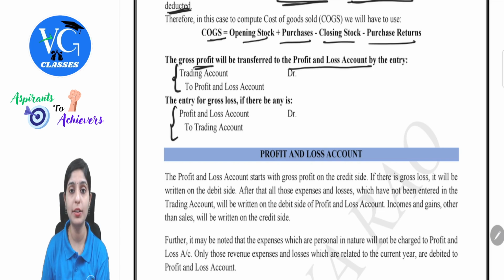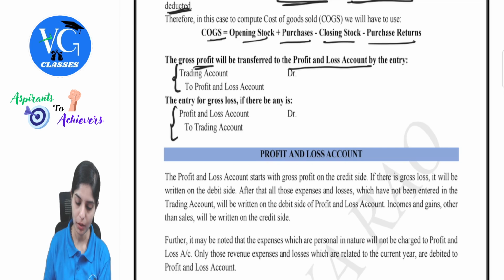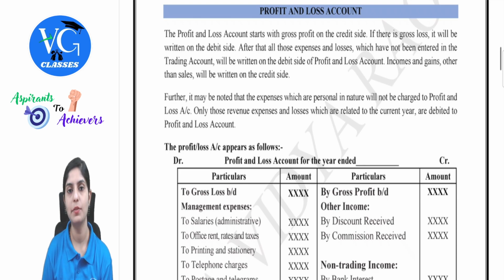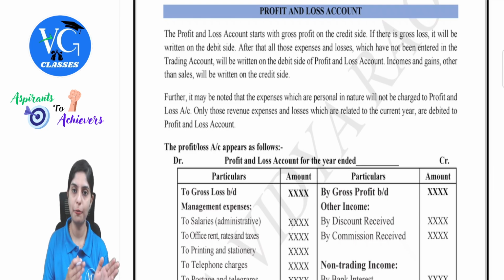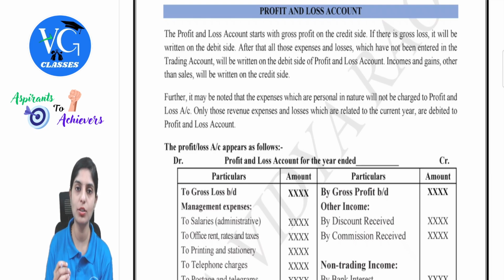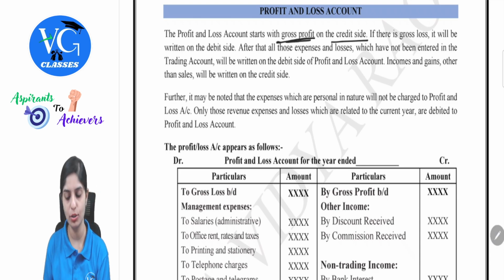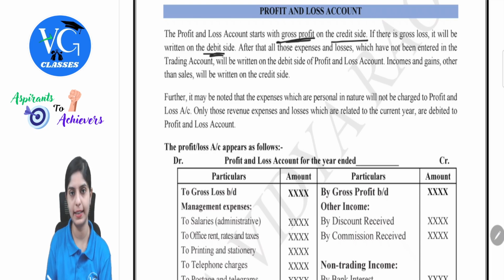I hope all of you understood the detailed discussion with respect to trading account. Moving to the next one, profit and loss account. As we just saw, trading account will transfer gross profit or gross loss. So profit and loss account should start with what? Gross profit on the credit side. If there is gross loss, it will be written on the debit side.